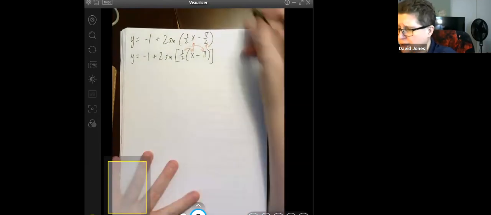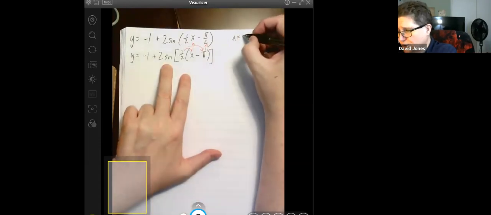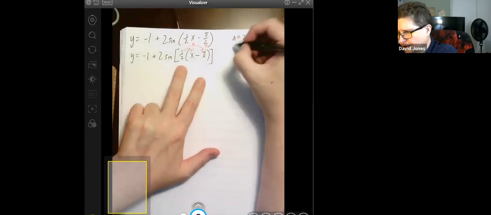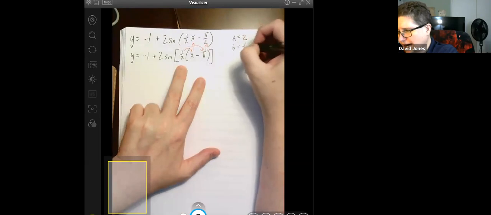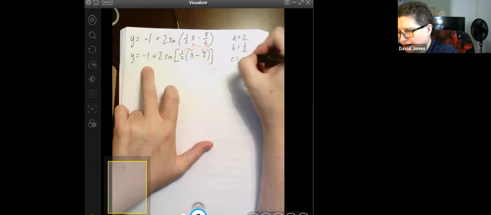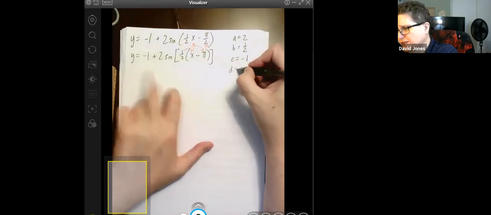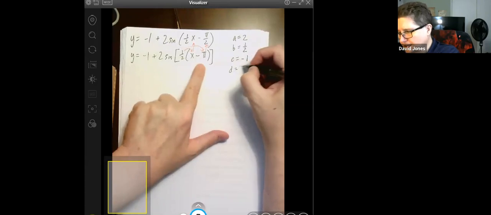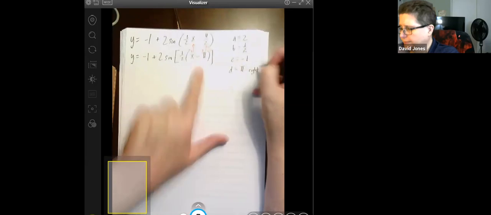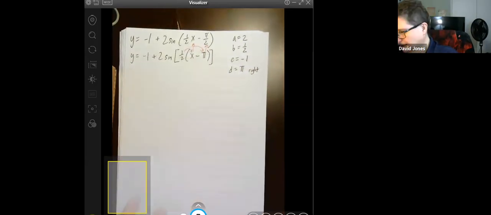So this tells me my amplitude, the coefficient on sine, is 2. B is the coefficient on x, which is 1/2. C is my vertical shift, on the outside, is -1. D is my horizontal shift, it's the opposite sign. This is positive pi, which means we're going to the right. All right, let's find our marks.